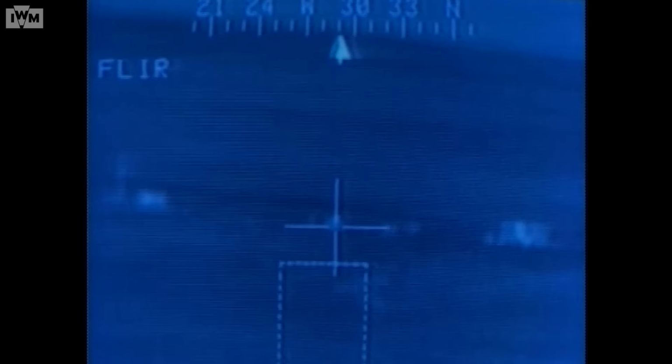Within 4 minutes, the Apaches had expended their ammunition, and the radar sites had been utterly destroyed. One of the largest bombing campaigns in military history had begun.